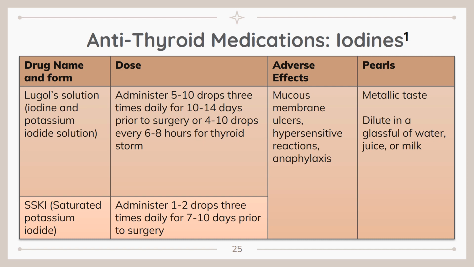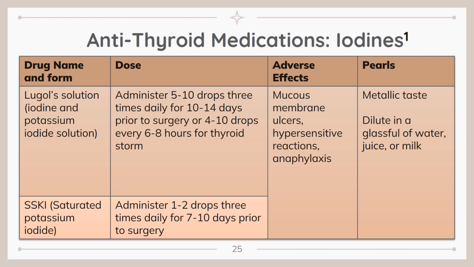Going a little into depth with this medication, there are two main drug names and drug forms. One of them is Lugol solution, which includes both iodine and potassium iodide solutions, and another one just includes the potassium iodide, also known as SSKI. Both of these are administered via drops, and they should be diluted in a glass full of water, juice, or milk, whatever the patient prefers. So just make sure you counsel the patient on this.